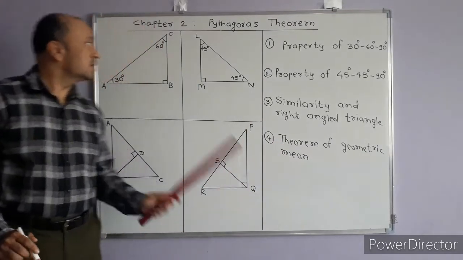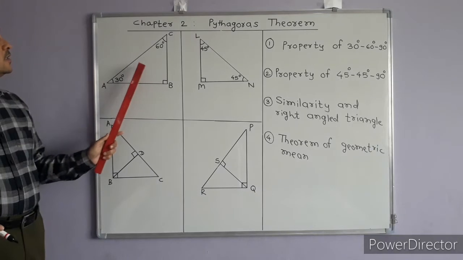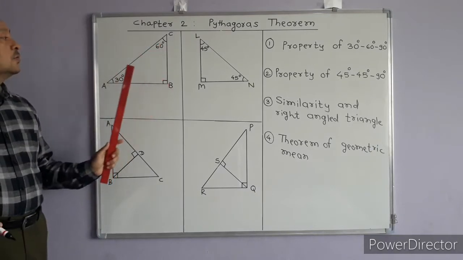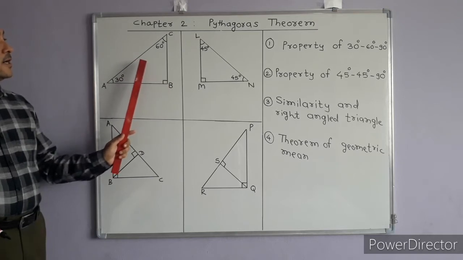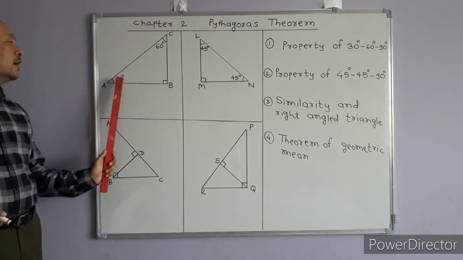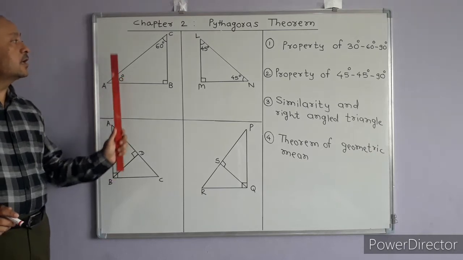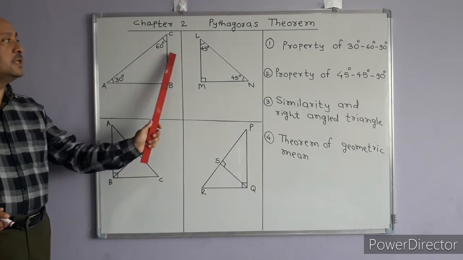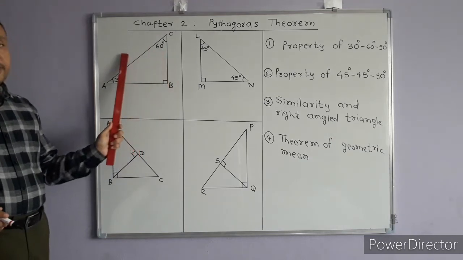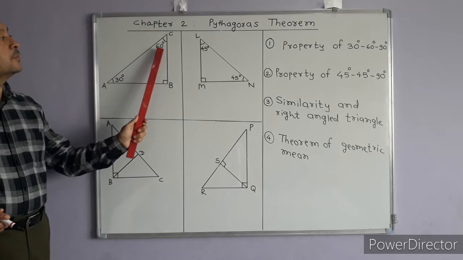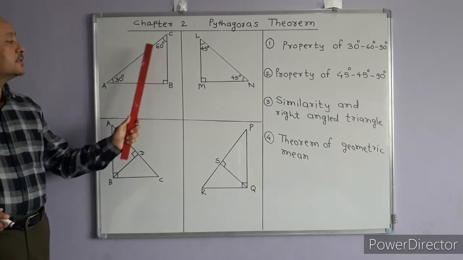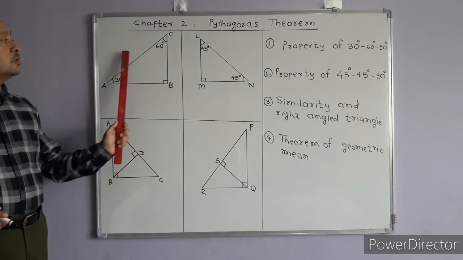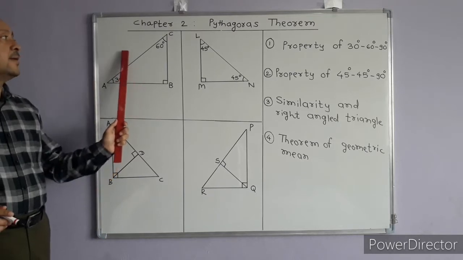So let us see students. This is a triangle given, that is 30 degree, 60 degree and 90 degree triangle. So there is one property you have studied in standard 9, that is the side opposite to 30 degree is half of the hypotenuse. The side opposite to 30 degree means BC is half of the hypotenuse, and the side opposite to 60 degree is, so what is the side opposite to 60 degree? AB. So AB is root 3 upon 2 times the hypotenuse.